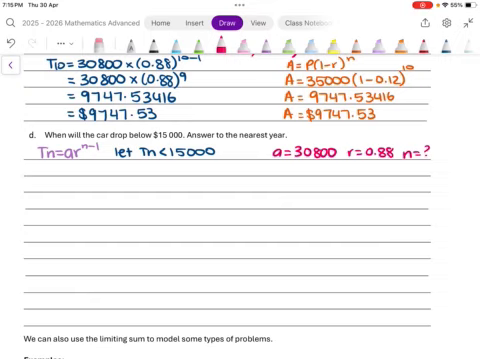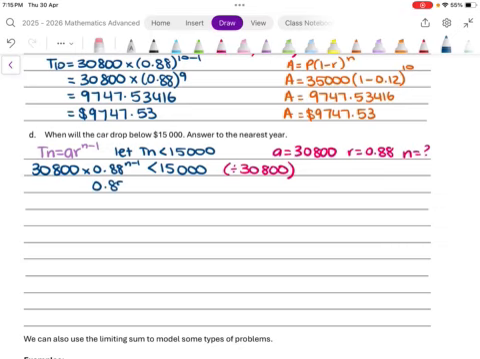We have our TN, we don't know. So instead of our TN, we're going to have our AR to the power of N minus 1. So we're going to have 30,800 times our 0.88 to the power of N minus 1 is less than 15,000. Now, what we're going to need to do from here is get rid of that 30,800. So we're dividing it to both sides.